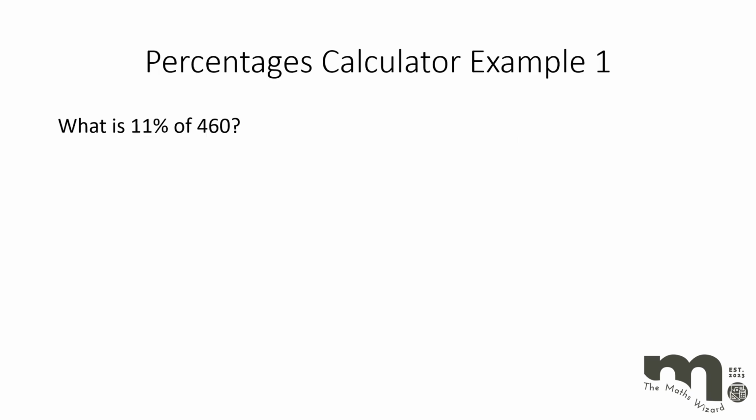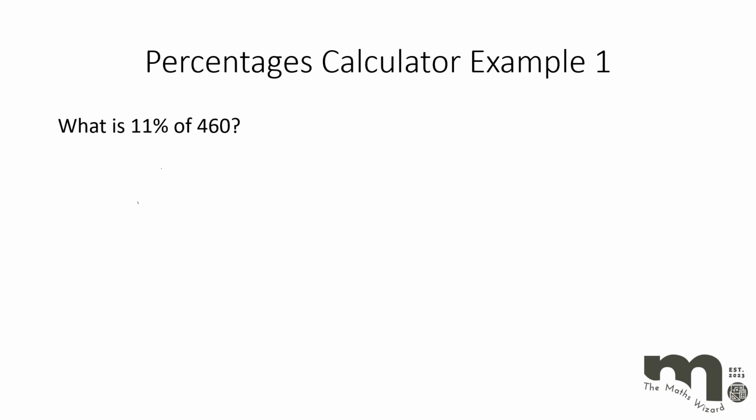The first question then here is we've got 11% of 460. Now the temptation can be on questions like this, and there's nothing mathematically wrong with doing it this way, you can break it down into 10% and 1%. A lot of people do that, which is fine, but I'm going to show you some methods that might be a little bit better to use on your calculator. So use your calculator to your advantage.